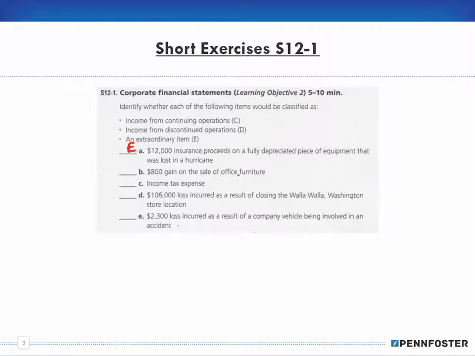An $800 gain on the sale of office furniture. Selling office furniture as part of the normal operation of the business is continuing operations. Income tax expense is part of the continuing operation. $106,000 loss incurred as a result of closing the Walla Walla store location. Because it's closing, that is discontinued operation. $2,300 loss occurred as a result of the company vehicle being involved in an accident. Well, that's part of the normal operation of a business, so that's continuing operation.